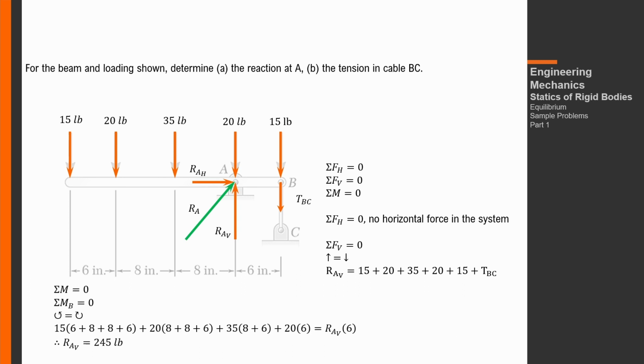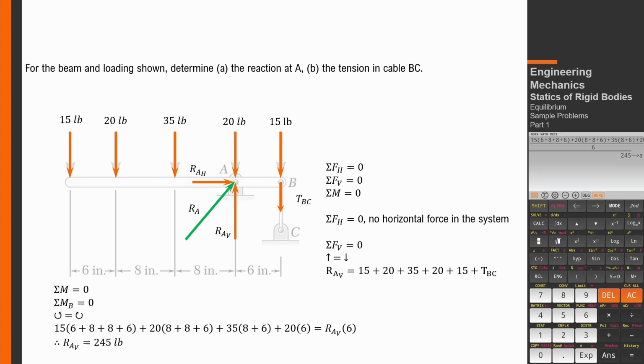Para naman sa tension sa cable BC, so yung nakastore sa A minus yung nasa right side, so yung 15 plus 20 plus 35 plus 20 plus 15. So tension sa cable BC ay 140 pounds.